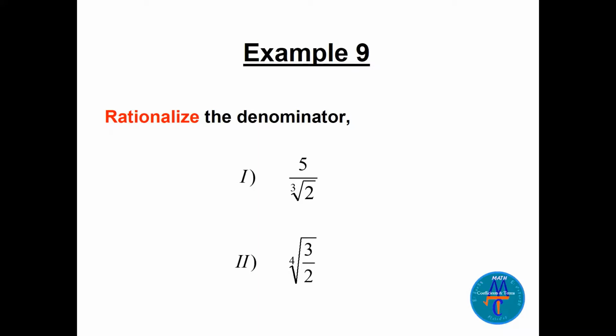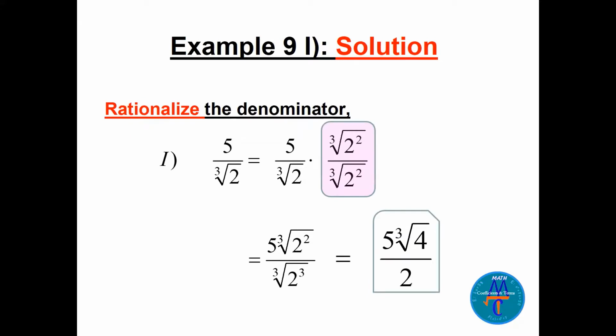What is the index in the first one? 3. So that means I need 3 2's. But I have only 1 2. So 2 squared, I multiply by cube root of 2 squared. Here, what is the index? 4. I look at the denominator only, 4. And here there is 1 2. So I need more, 2 cubed.